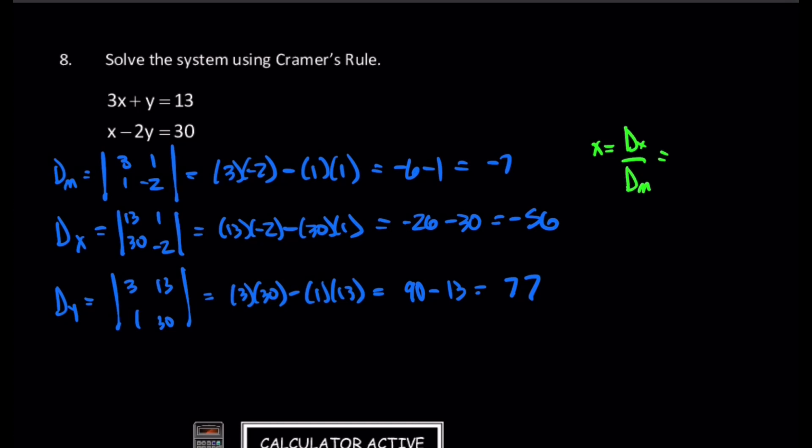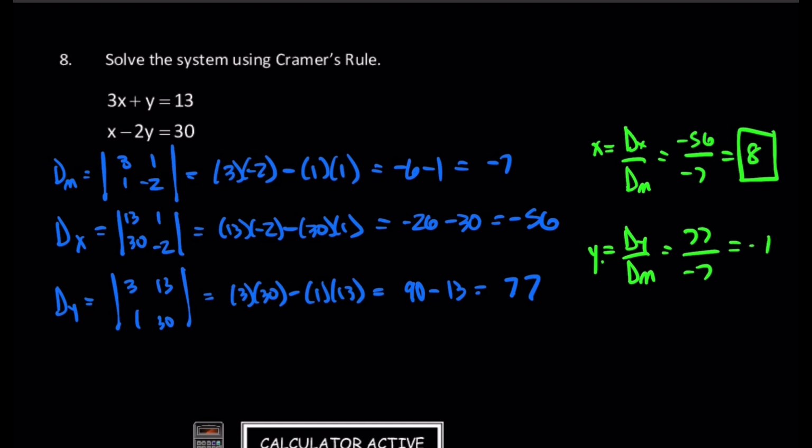Okay, so dx was negative 56 divided by negative 7. That is 8. There you go. Y equals dy over dm. So dy 77 over negative 7. That's negative 11. Again, you could write that as an ordered pair if you want. You don't have to. But that would also be acceptable.